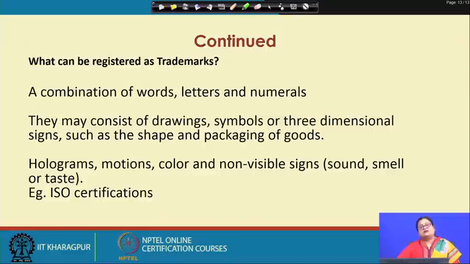Now, we have to understand what all can be registered as a trademark. A trademark can be a combination of words, letters and numerals. They may consist of drawings, symbols or three-dimensional signs such as the shape and sign of a packaging of goods. It can be holograms, motions, colors and non-visible signs like sound, smell or taste. So, these can be different things like ISO certifications which can be registered as trademarks.